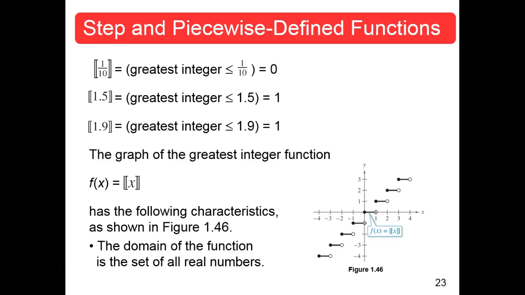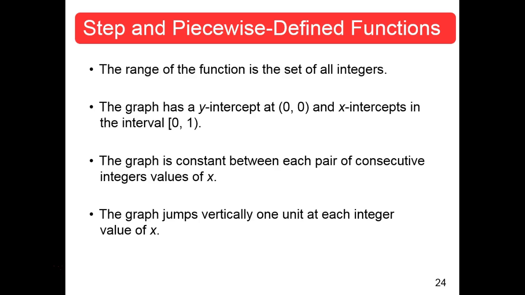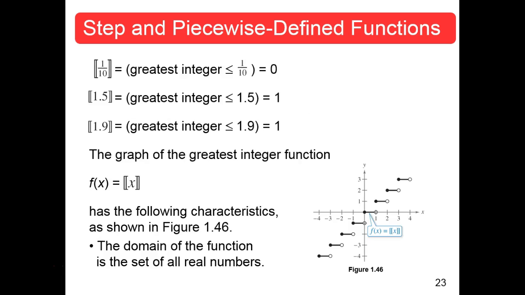Now, this is just one example of a stepwise type function. Okay, let's look at a few other characteristics. We already said the range is all integers. The graph has an intercept at 0, 0, and the y-intercept, of course, excuse me.